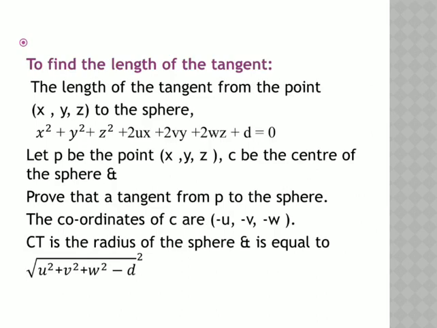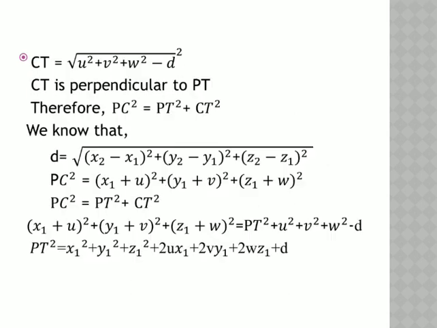Now to find the length of the tangent. The length of the tangent from the point (x, y, z) to the sphere x² + y² + z² + 2ux + 2vy + 2wz + d = 0. Let P be the point (x, y, z), C be the center of the sphere, and PT the tangent from P to the sphere. The coordinates of C are (-u, -v, -w). CT is the radius of the sphere and is equal to √(u² + v² + w² - d). So CT is perpendicular to PT.